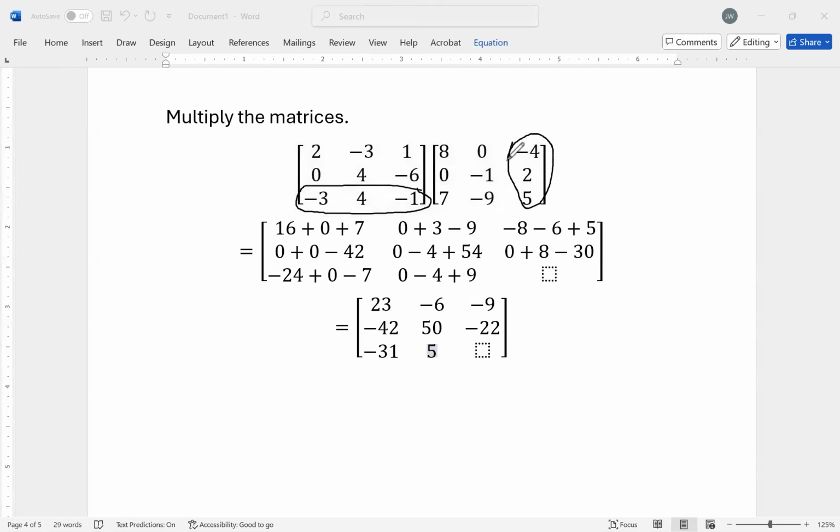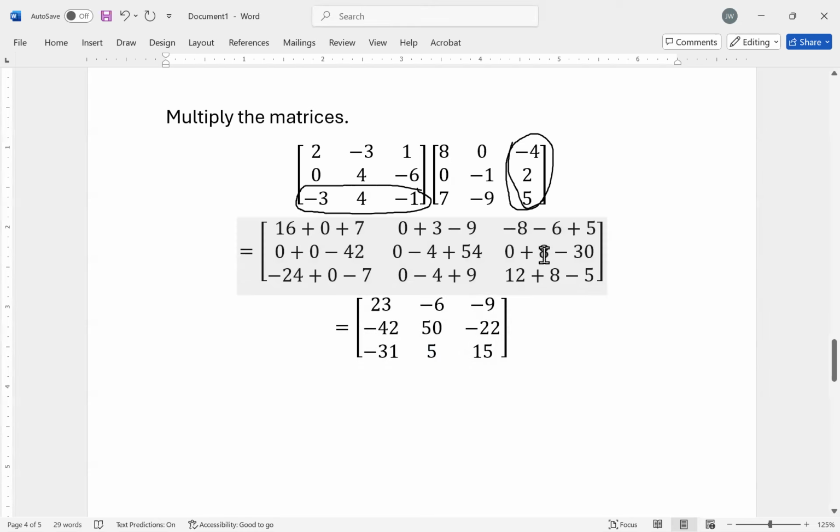And then lastly, third row times third column. Negative 3 times negative 4 is a positive 12. 4 times 2 is a positive 8. Negative 1 times 5 is a minus 5. So that's 20 minus 5, which is a positive 15. So there we go. So when I multiply this 3 by 3 matrix times this 3 by 3 matrix, I get out a 3 by 3 matrix.